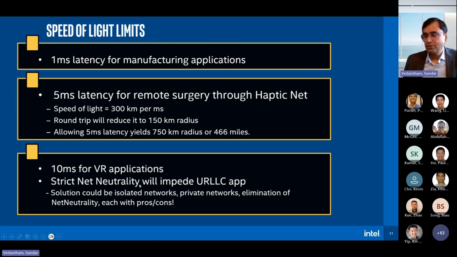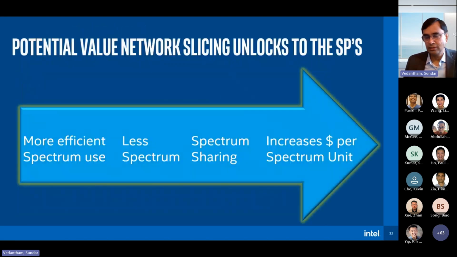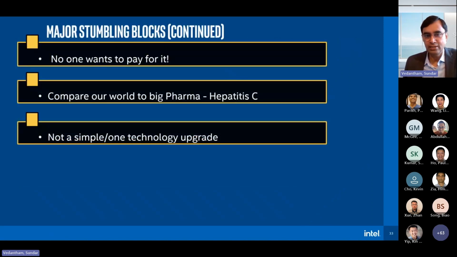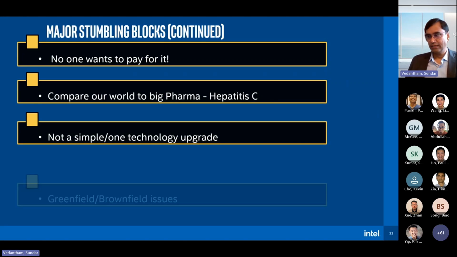But in addition, you can also do this slicing to be able to provide different levels of service to different customers, right? So that is more efficient spectrum use. That means you are using less spectrum to provide a service, and then you are sharing the spectrum. And so that can potentially increase the dollar per spectrum unit. So that's a way to squeeze more dollar out of existing infrastructure without having to squeeze the individual cell phone owner to pay more, right?